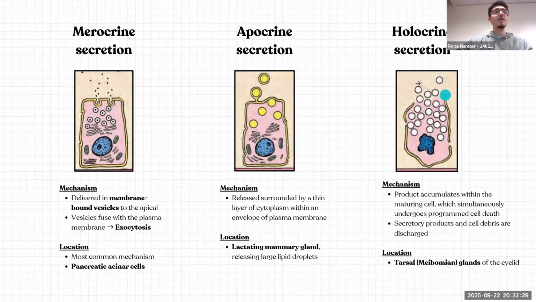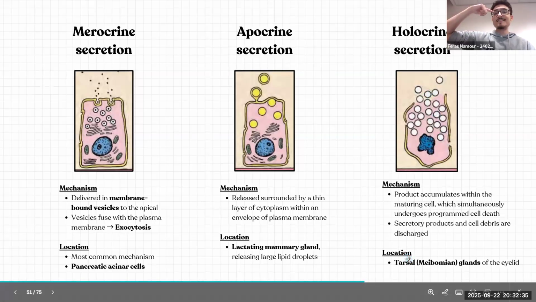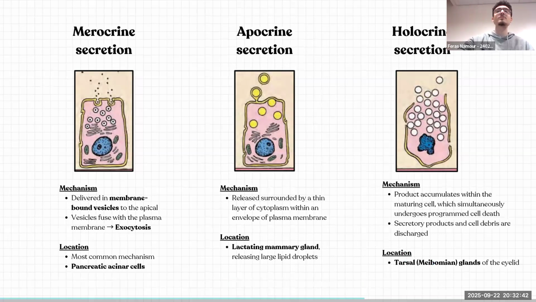Now, holocrine secretion is very dramatic. It's very suicidal. I don't like it. It happens in the eyelids. So you have a gland over here responsible for your eyelids. What do we call it?